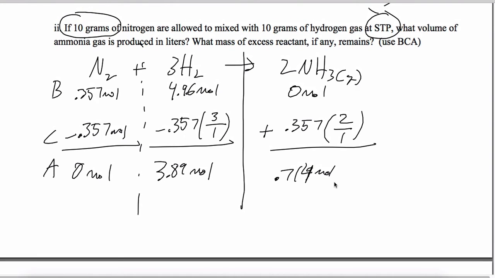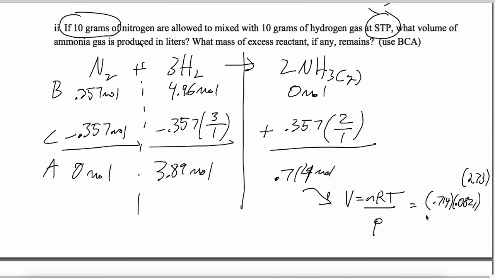Now they say, at STP, what volume of ammonia do I make? So what I'm going to do is plug this into V equals nRT over P. So our n is 0.714, our R is 0.0821, our T is 273, and our P is 1 atmosphere. And that should lead us to a volume. What is that volume? 0.714 times 0.0821 times 273.